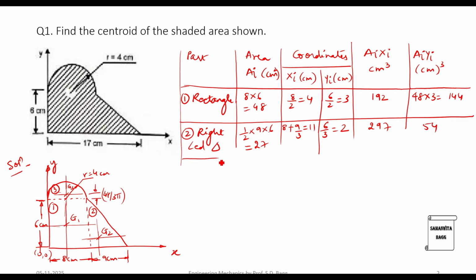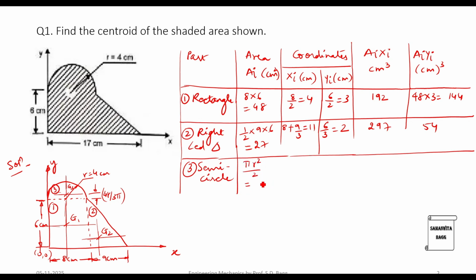Then we'll go for the third shape. It is a semicircle for which the area is going to be pi r square by 2. So this value is 25.13. Radius is 4, as we have seen here. Then we have xi. So half of 8 is 4. And y is going to be, this distance is 6.